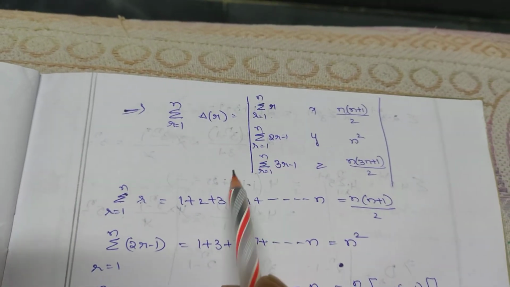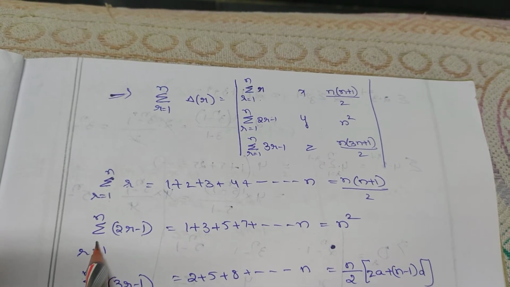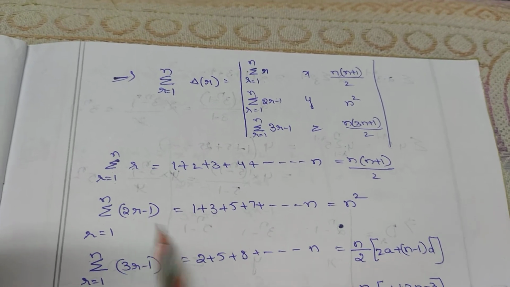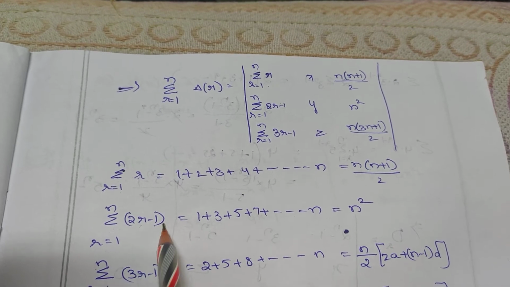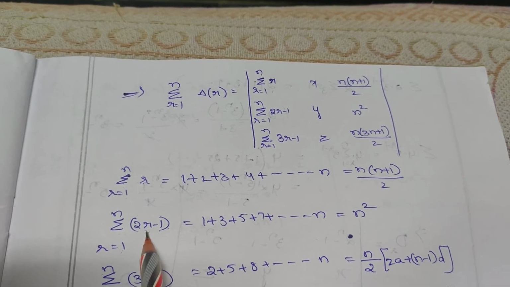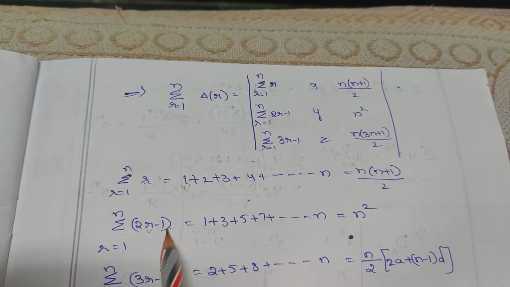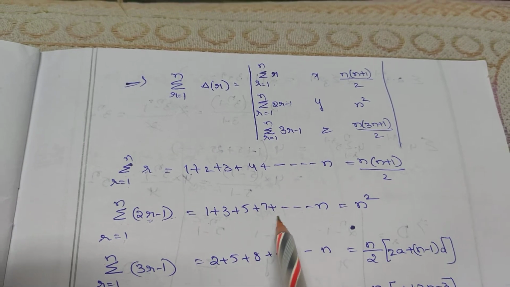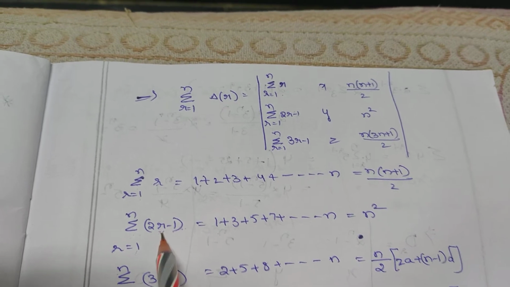Next, the second one, sigma r is equal to 1 to n of 2r minus 1. You can apply sigma to each term separately, or otherwise substitute r is equal to 1 to n directly in this expression. So 2 into 1 minus 1 is 1, 2 into 2 minus 1 is 3, 2 into 3 minus 1 is 5. Like that, 1 plus 3 plus 5 plus 7 plus up to, substituting n here, 2n minus 1.